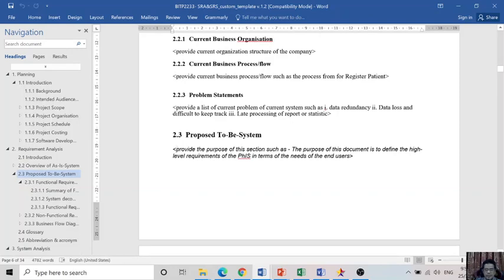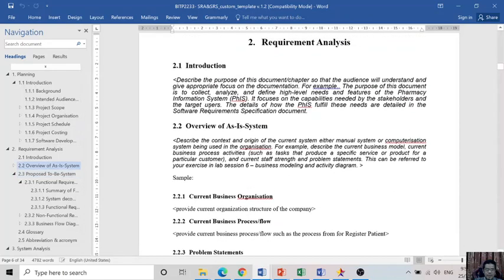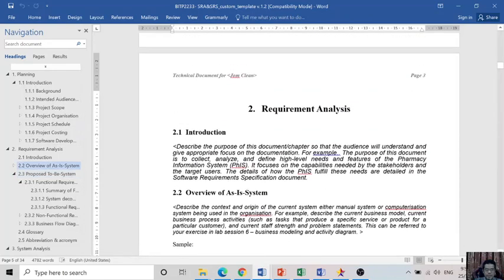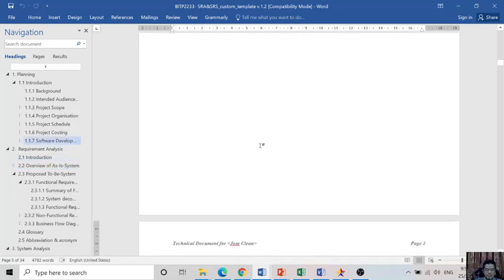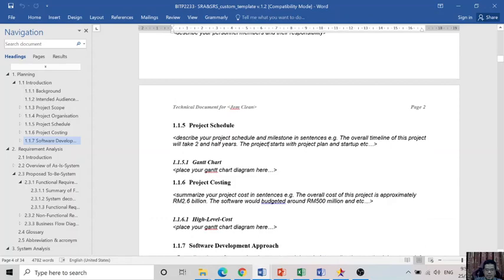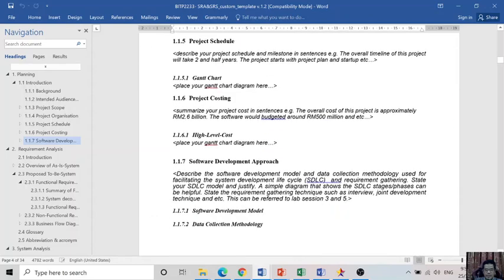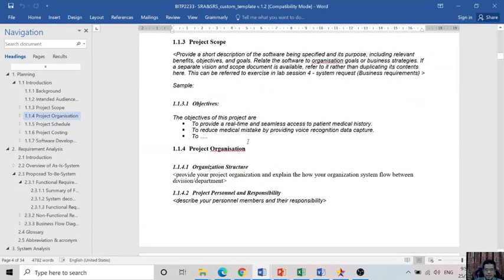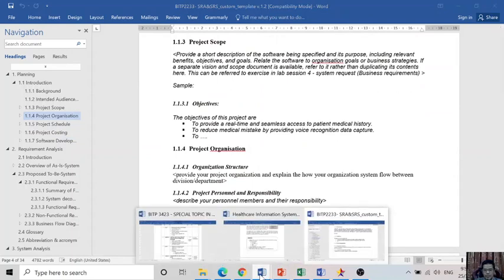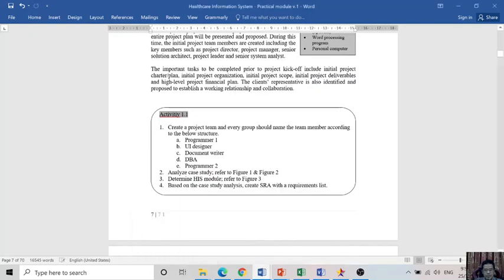Okay, understand class how to document your requirement analysis and system analysis. Use this document when you submit your progress. So please use this format, and then it's easy for us. We standardize all the teams to use the same format of the document. Okay, we go back to our lab contents.